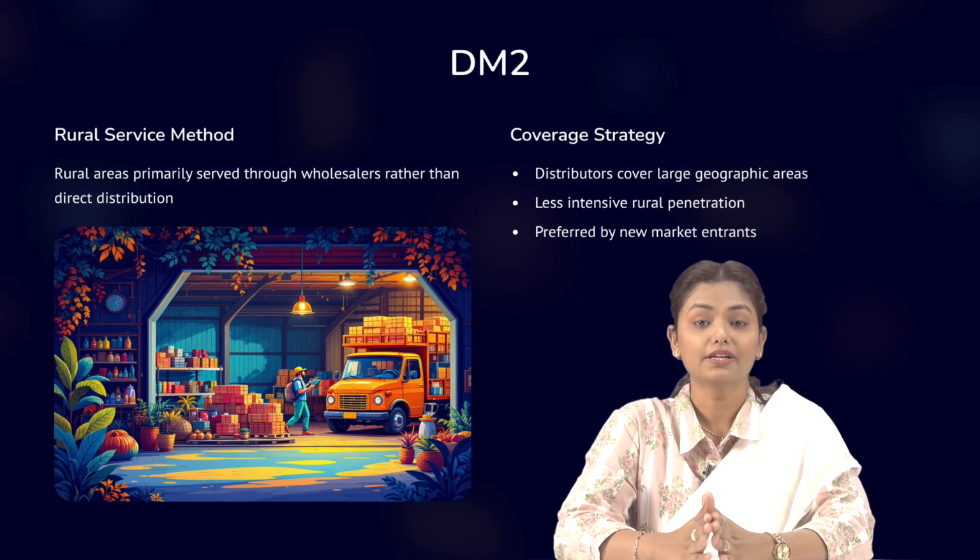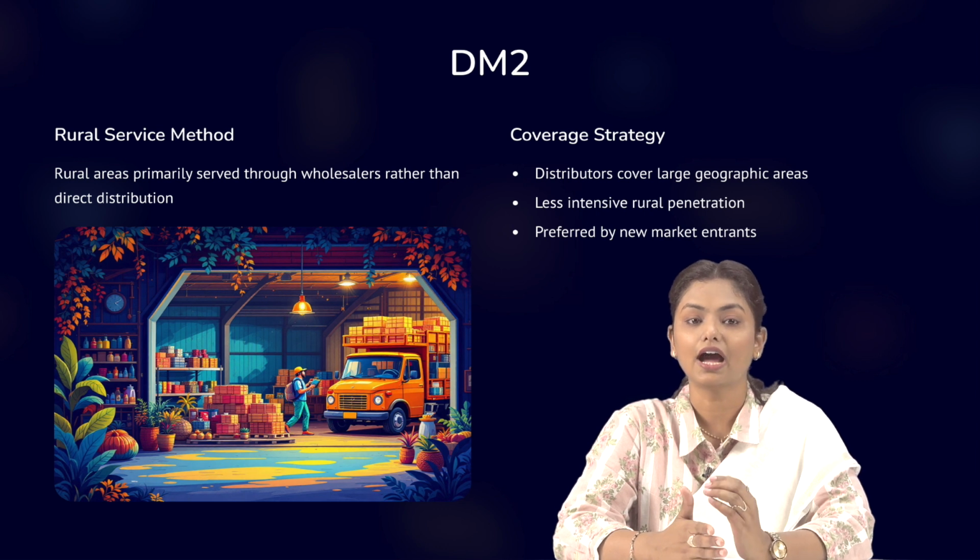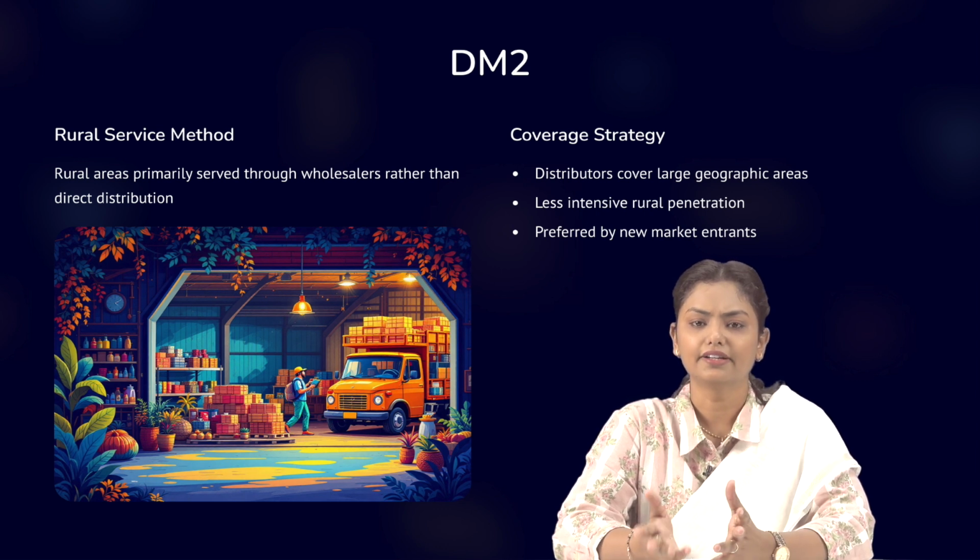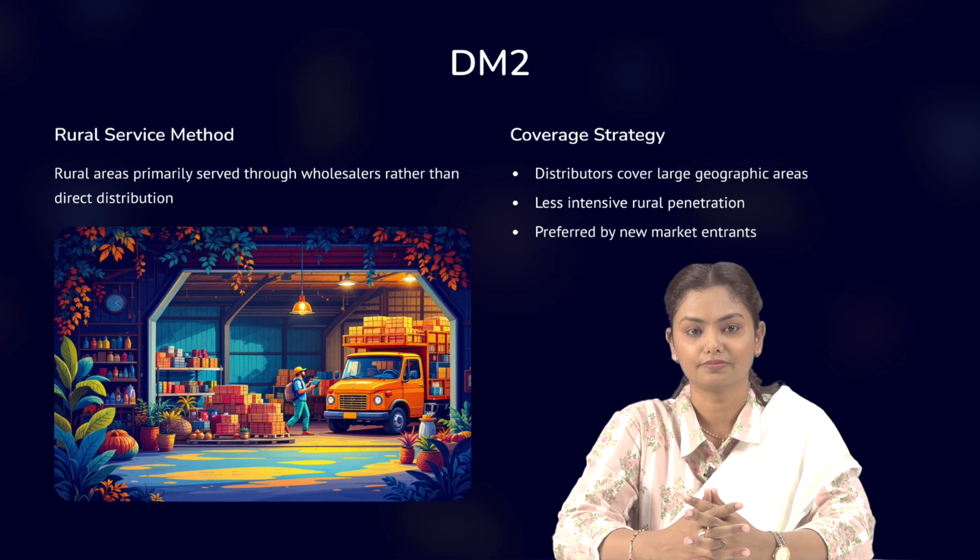DM2 works best for companies that have fewer products but sell in high volume, like Ghadi detergent or Priya Gold biscuits. Usually, one distributor handles a large area and works with fewer partners, but they still earn well due to big sales numbers and higher margins.